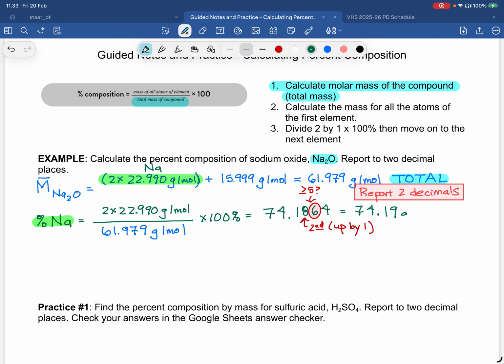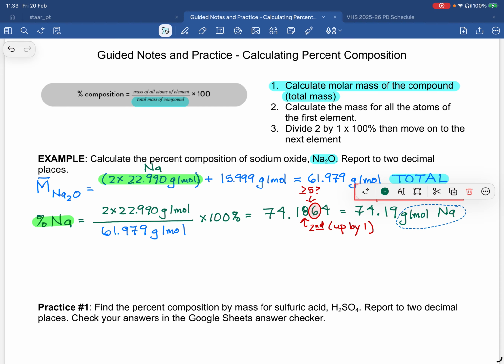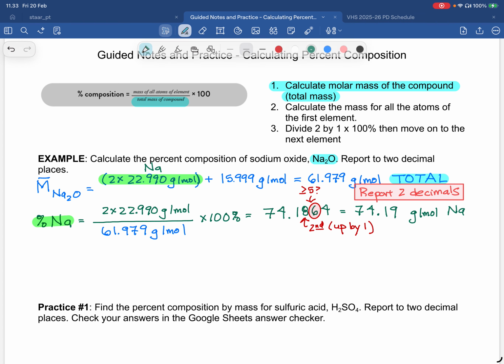All right? So at the end of the day, it's going to be 74.19%. It is a percent, and I really should do that. All right, 74.19% sodium. Now, all of that is required, okay? All of it. The 2 decimal places, everything is required.